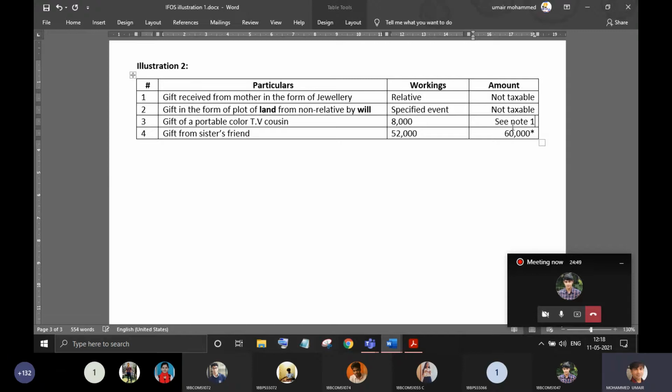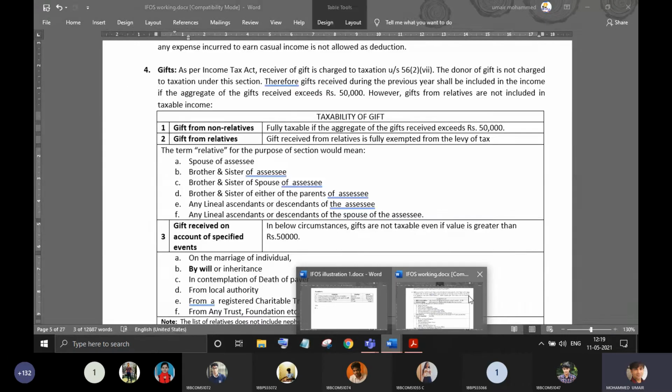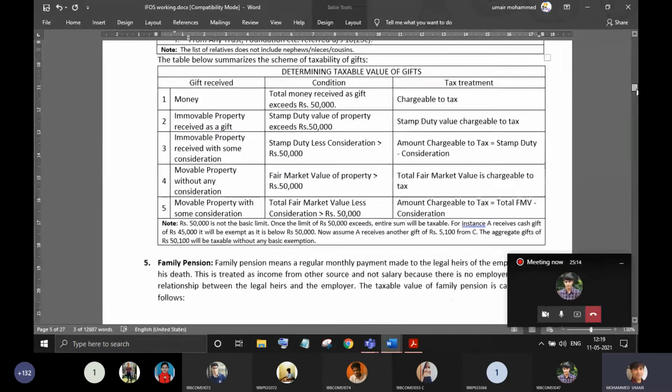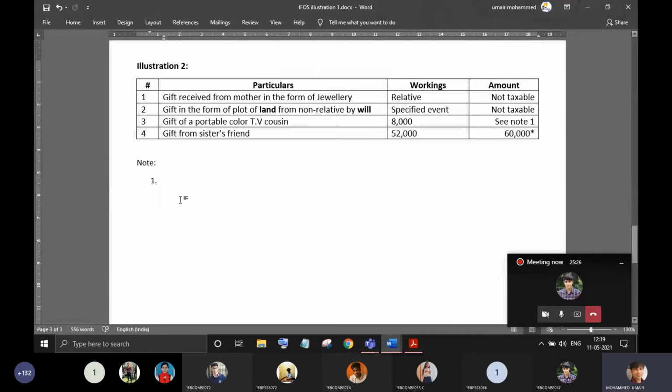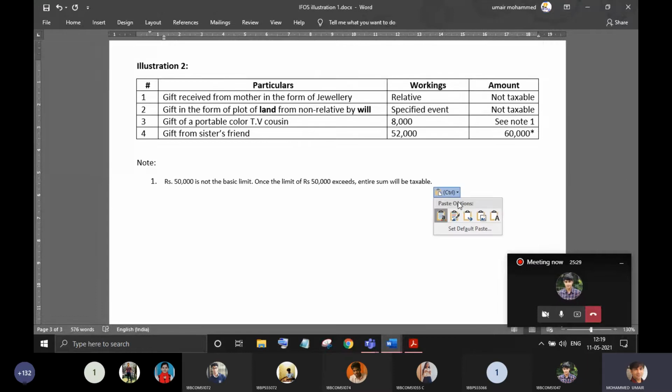That is something which you guys have to remember. Up to 50,000 of gifts received during the previous year from non-relatives, if the value of the gift is 50,000, it's not taxable. But the moment the aggregate value of all the gifts received from non-relatives exceeds 50,000 during the previous year, the entire sum becomes taxable. So 50,000 is not the basic exemption limit. Once the limit exceeds 50,000, the entire sum is taxable. That is something people have to remember.